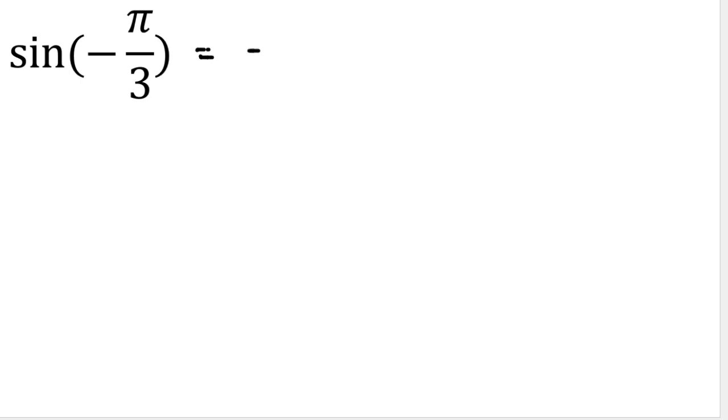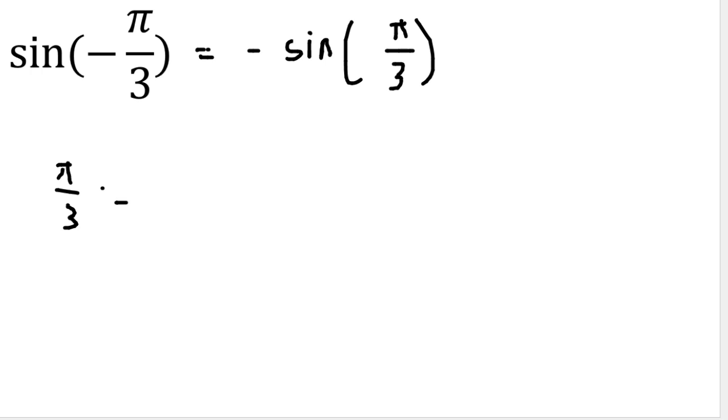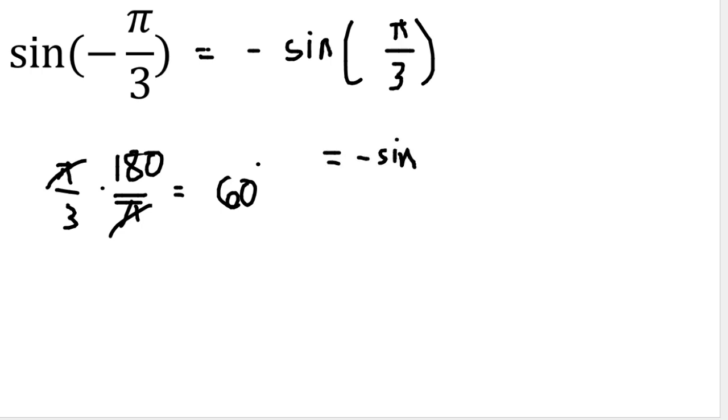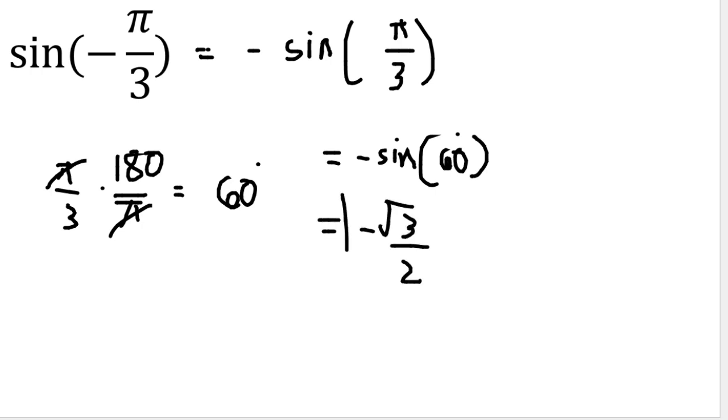Now, how about this one? We have sine of negative pi over 3. So this is an odd trigonometric function. So we can just move the negative sign outside of the sine. So let's convert pi over 3 into degrees. That's going to be 60 degrees. Now we can just move it like this. So we have negative sine of 60 degrees. So sine 60 degrees, that's going to be root 3 over 2.